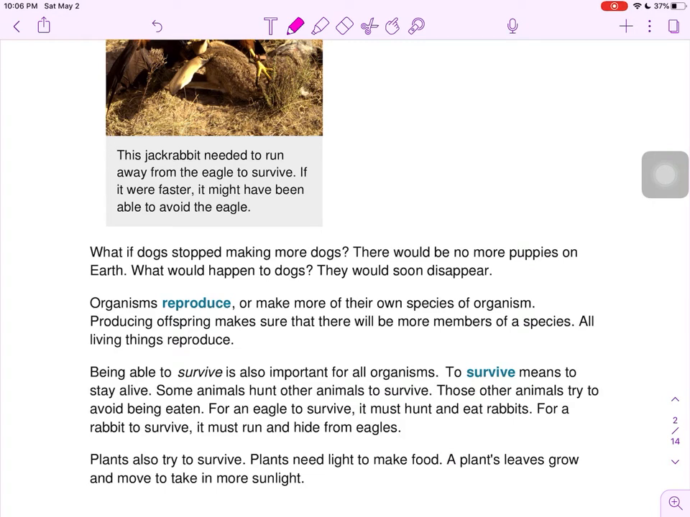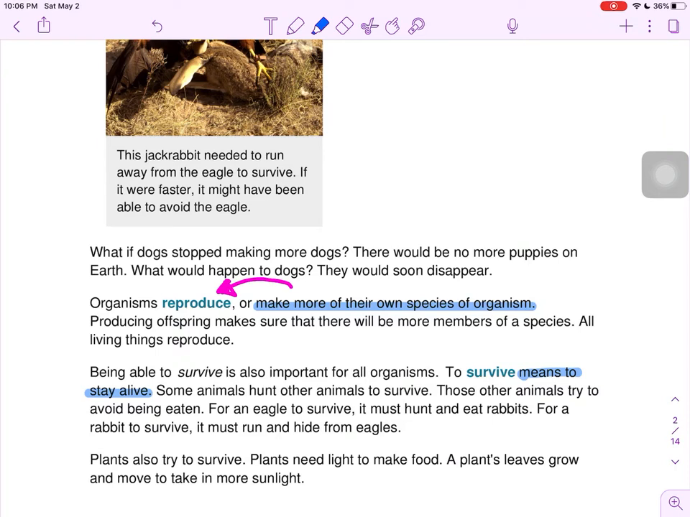So organisms reproduce, or make more of their own species of organisms. So here is our definition of reproduce: make more of their own species of organisms. Producing offspring makes sure that there will be more members of a species. All living things reproduce. Being able to survive is also important for all organisms. To survive means to stay alive. Oh, that's exactly what I said up above, and I didn't read that.